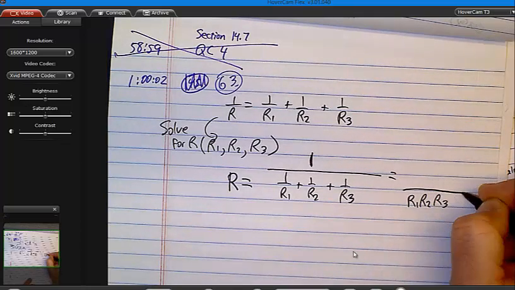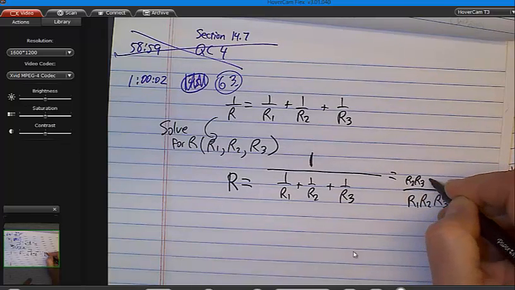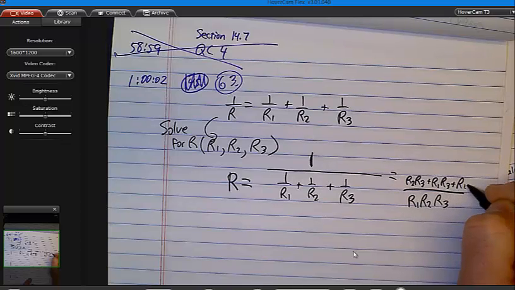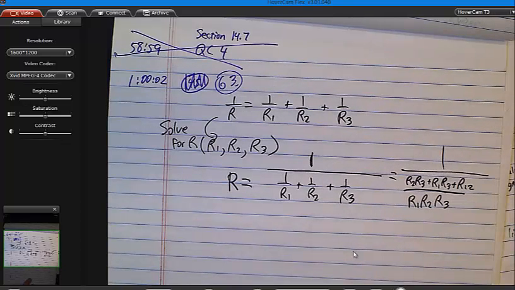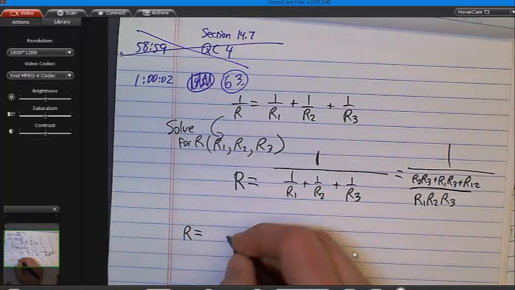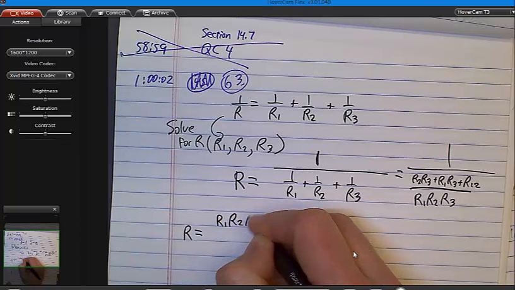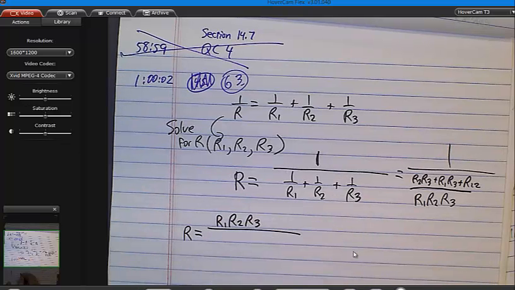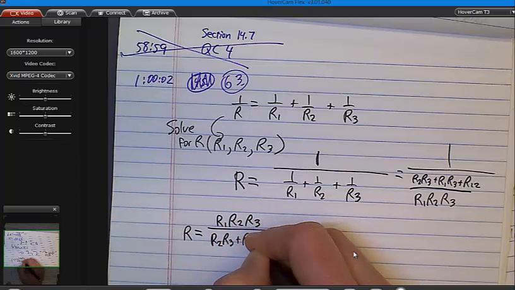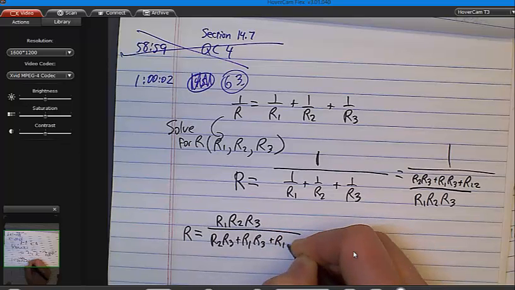And the numerator becomes R2R3 plus R1R3 plus R1R2. But I'm doing 1 over that. And so I'm claiming that R is equal to R1R2R3 divided by that crazy sum. Who asked this one? No, more importantly, who assigned this one? All right, here we go.